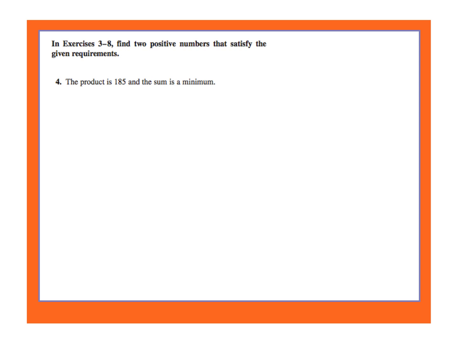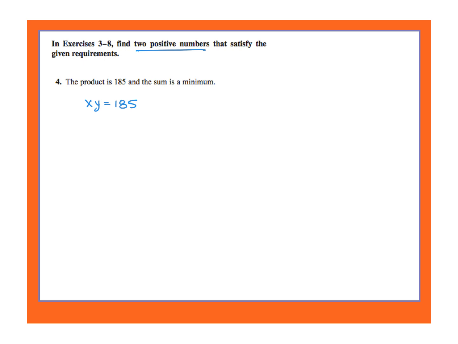The product is 185 and the sum is the minimum. We're going to find two positive numbers that satisfy that. Whenever you see the word is, think of it as equals. I don't know what the two positive numbers are, so we're going to give them variables. I'm just going to use x, y, because I'm basic. The product is 185. So how do we say that? x times y is equal to 185.